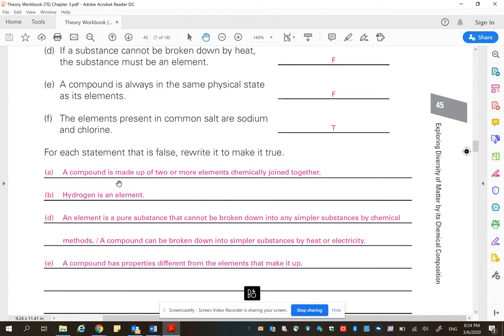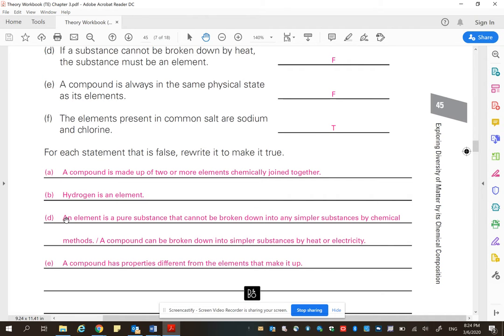This one is a bit difficult. A compound is made out of two or more elements chemically joined together. The keyword here is chemical reaction. There must be a chemical reaction. Otherwise, if you anyhow join your two elements, you just form a mixture. So the keyword here, you must have a chemical reaction. Part B, hydrogen is an element.